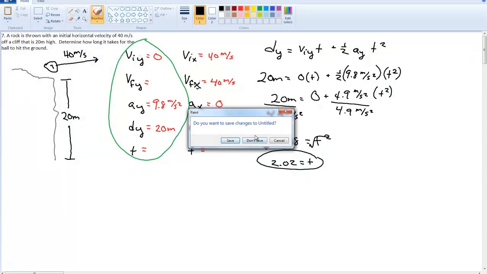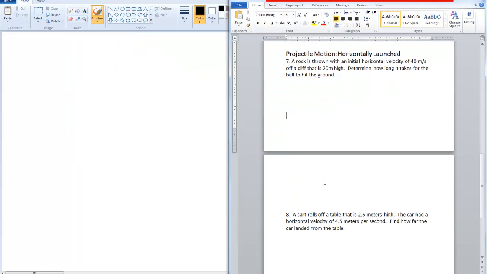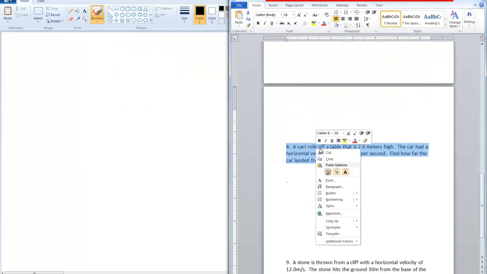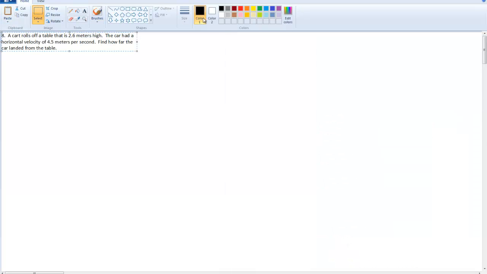Two left. So don't save that. So in this question, a cart rolls off a table that's 2.6 meters high. The car had a horizontal velocity of 4.5 meters per second. Find how far the car landed from the table. So let's draw a little table here. I have some kind of cart, and it's rolling off the table at 4.5 meters per second. The table was 2.6 meters high.